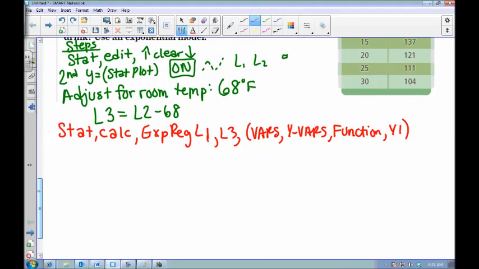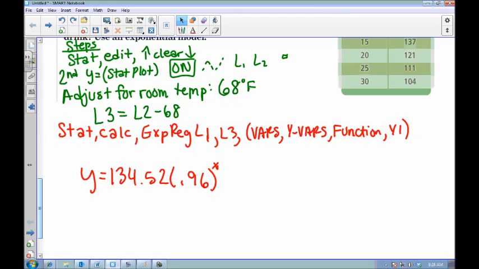Well, I asked for 2 decimal places. 956 would be 3 decimal places. Okay. And this is the equation we got. Y equals 134.52 times 0.96 to the x. Alright, hit the graph button. See what it looks like.